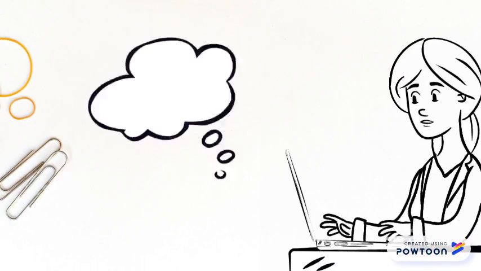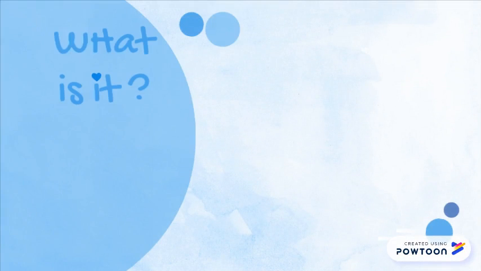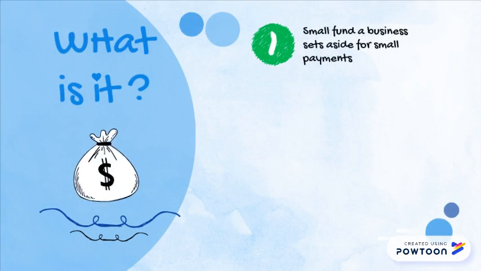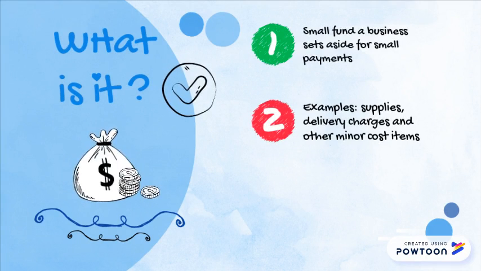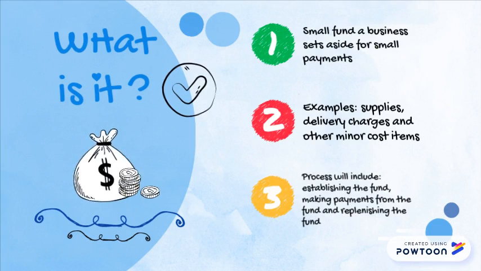So what is a petty cash fund? It is a small fund in which a business sets aside cash for small payments where checks are unnecessary. It is used for payments for supplies, delivery charges, and other minor cost items. The process will include establishing the fund, making payments from the fund, and replenishing the fund.